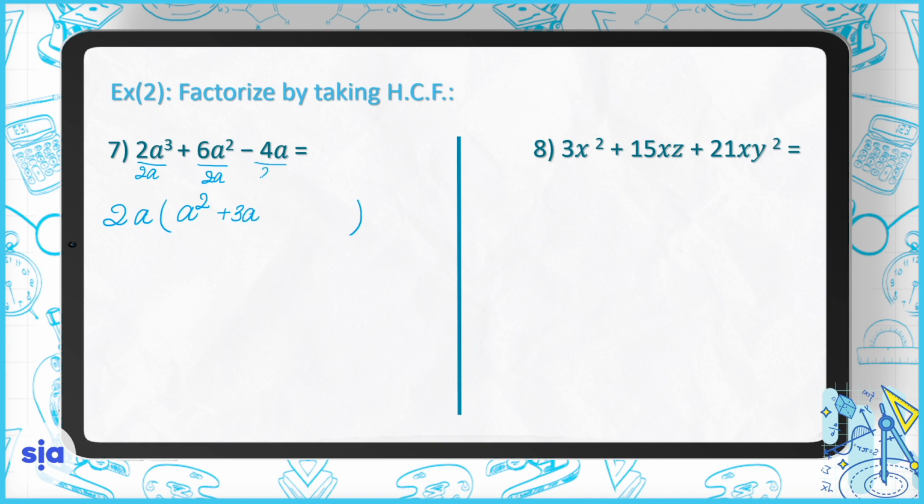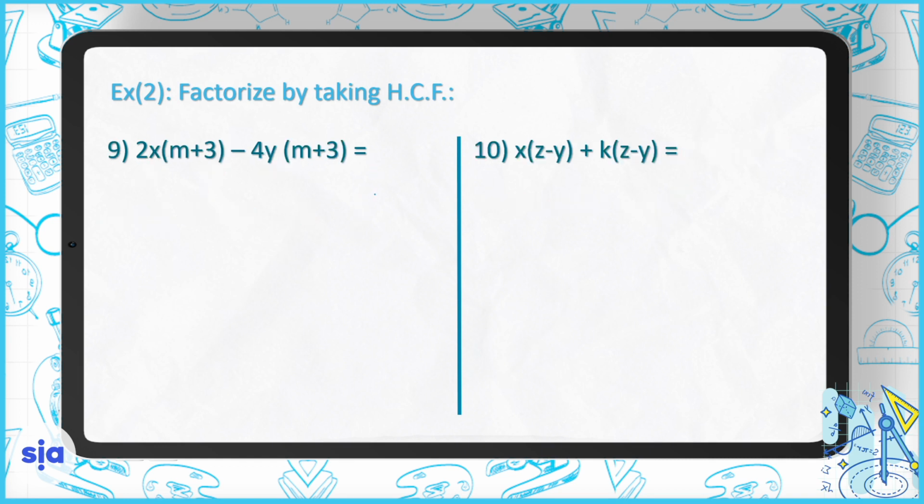Negative 4a divided by 2a is negative 2. Question 8. 3x squared plus 15xz plus 21xy squared. The greatest common factor here is 3x. So if you divide every term by 3x, the result will be x plus 5z plus 7y squared.